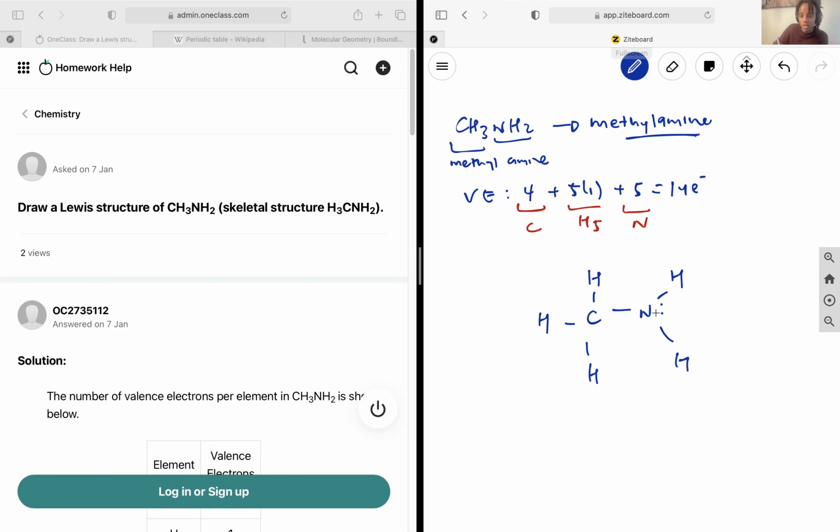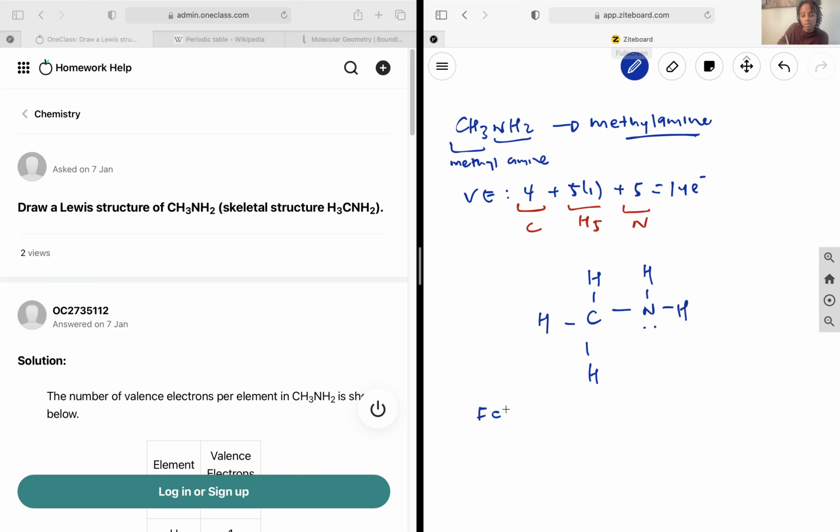Okay, and then let's just count through things. So we have 2, 4, 6, 8, 10, 12, 14. And so with this structure, we can see that everything's happy this way. Let's just redraw this so it's a bit clearer. So we'll have N attached to 2 hydrogens and then that. And so our valence electrons are all accounted for.